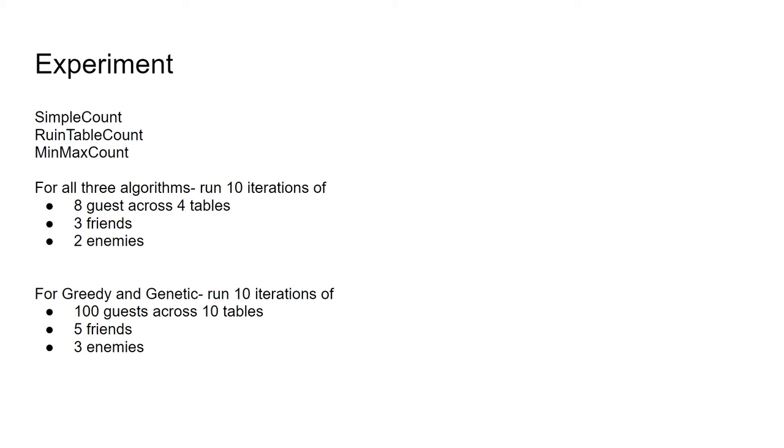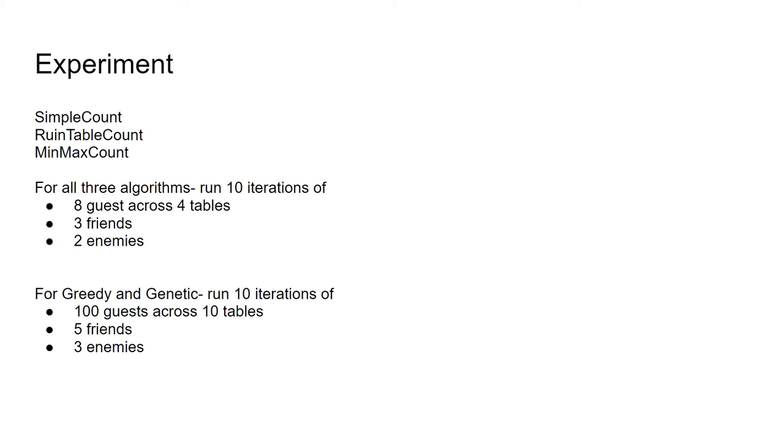And so we ran multiple experiments on a variety of tables using random data sets. We had three different ways of counting. We have the simple count, which we talked about before. We have a ruined table count, where it checks if there's a single pair of enemies at the table. And if there is one, that table is just completely ruined and gets a score of 0. Otherwise, it counts up the number of friends that we have at the table. And then we have the min-max count, which takes the minimum number of friends that somebody has at the table and subtracts the maximum number of enemies that somebody has at the table to get the score.